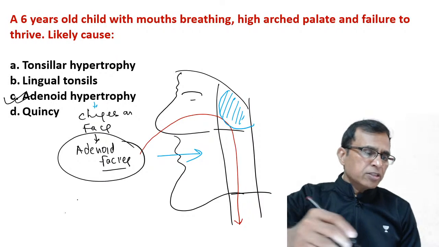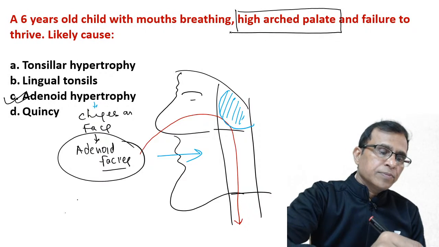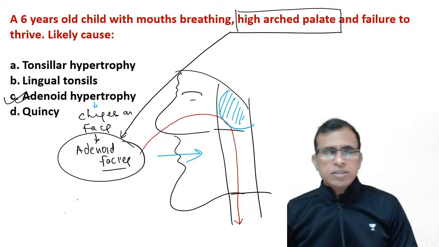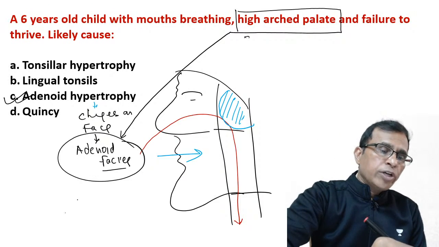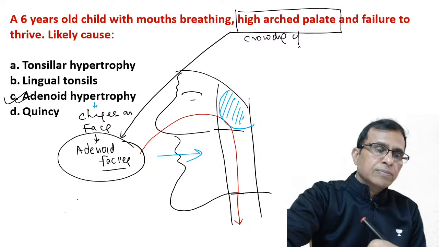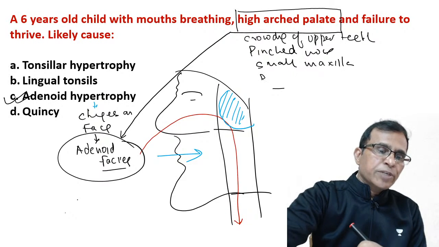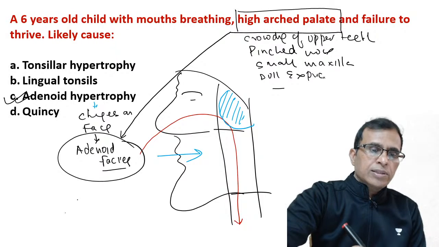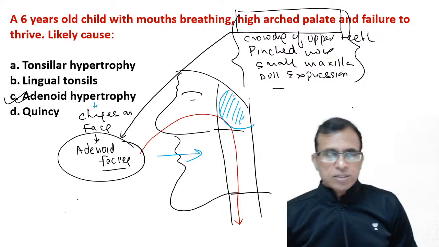One of the main findings of adenoid faces is high arched palate. There are many things, 4 or 5 findings, but this is one of the main ones. High arched palate, crowding of the upper teeth, then pinched nose, small maxilla, and dull expression. These are the 5 findings due to adenoid, and they are together called adenoid faces.